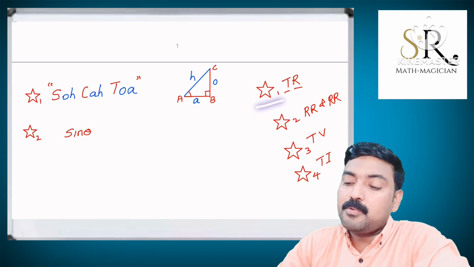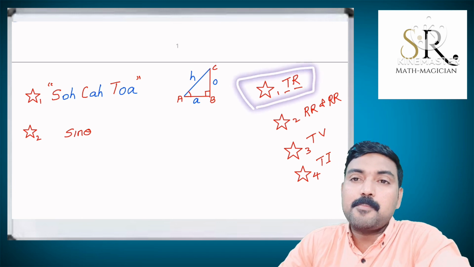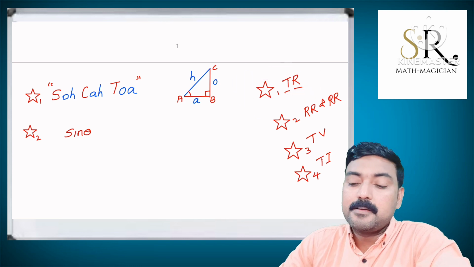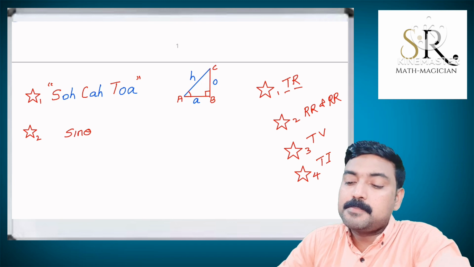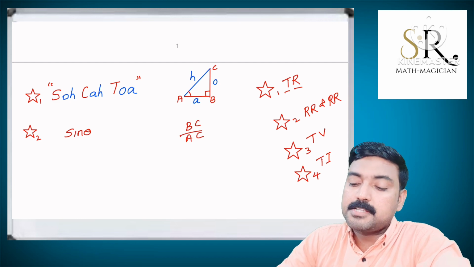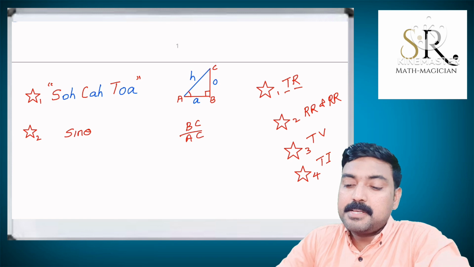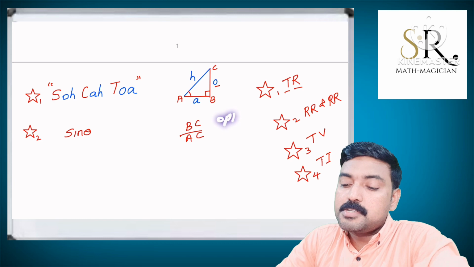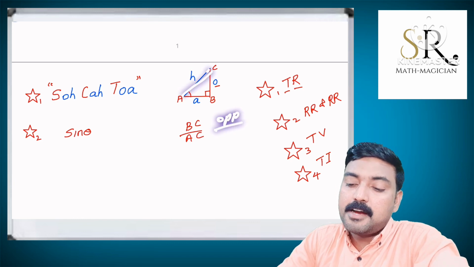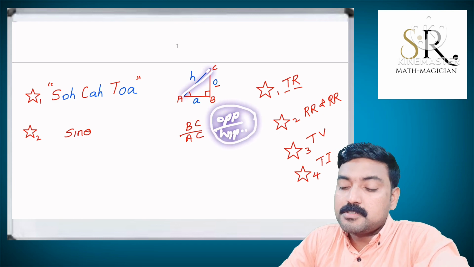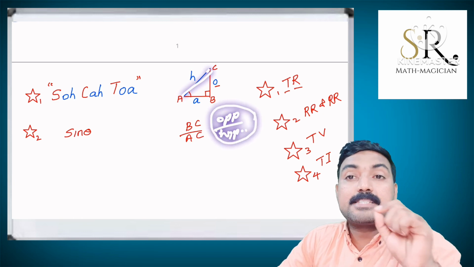So we can start our first point, trigonometric ratio. Trigonometric ratio means right angle triangle. In a right angle triangle, we can divide the sides. Suppose BC is one of the sides that is divided by the hypotenuse AC. Here BC is the opposite side, and AC is the hypotenuse. Opposite by hypotenuse. This ratio has a name.